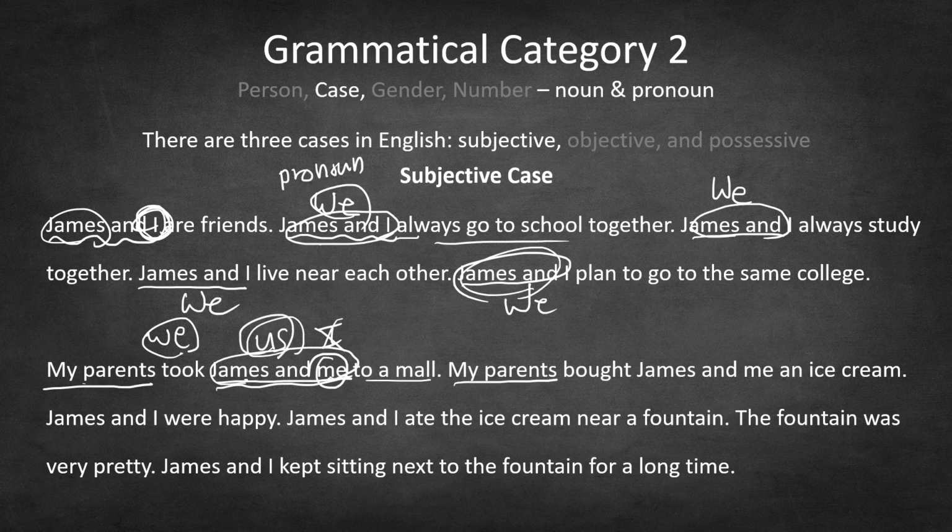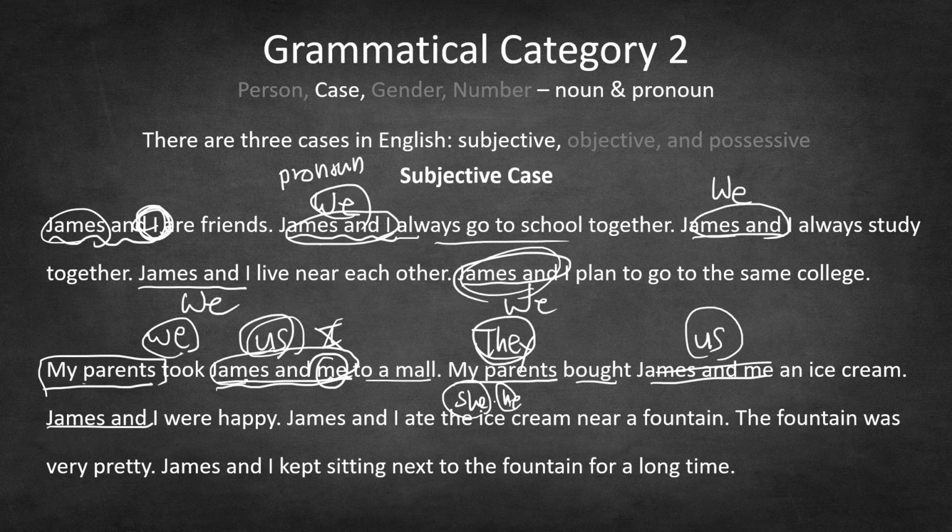My parents, again, you don't have to repeat my parents over and over again. So instead of my parents, you can use they. My mom, she, my dad, he. She plus he becomes they, right? So they brought James and me. Again, this is not James and me, but us. They bought us an ice cream.